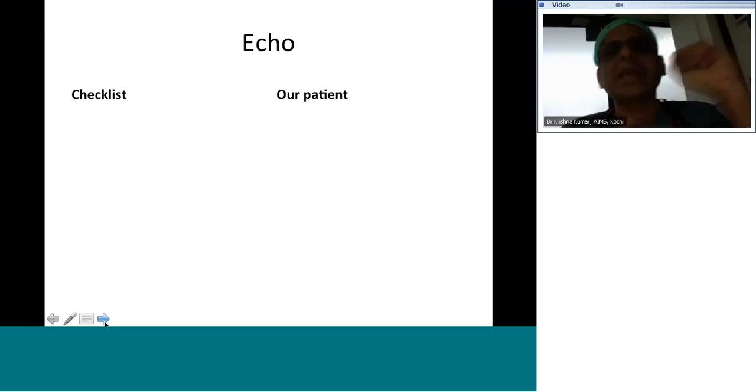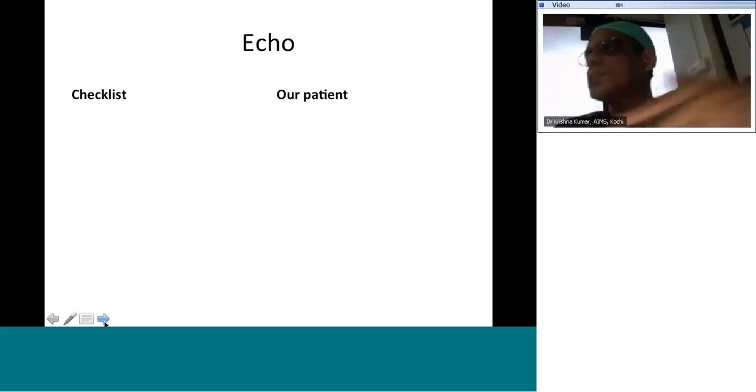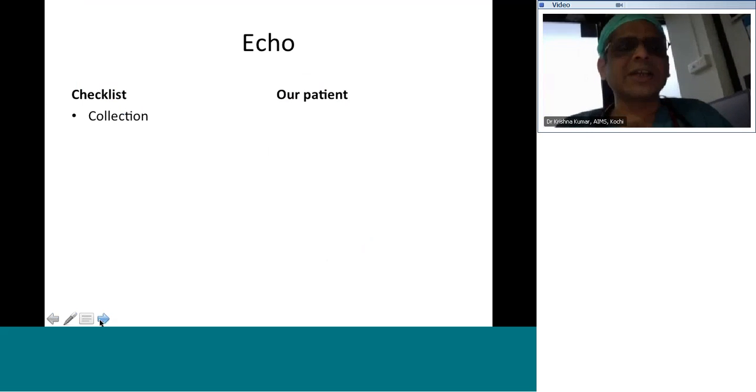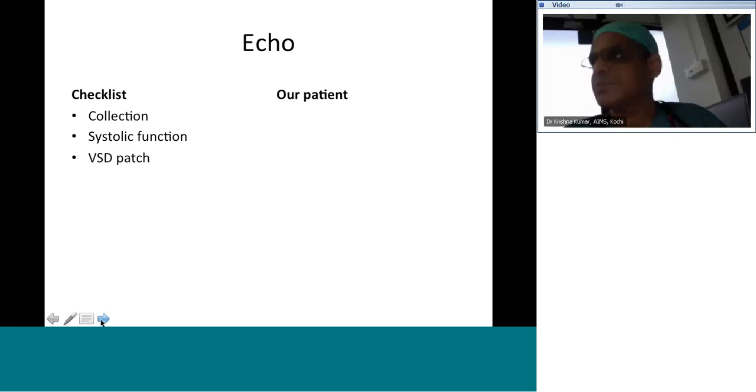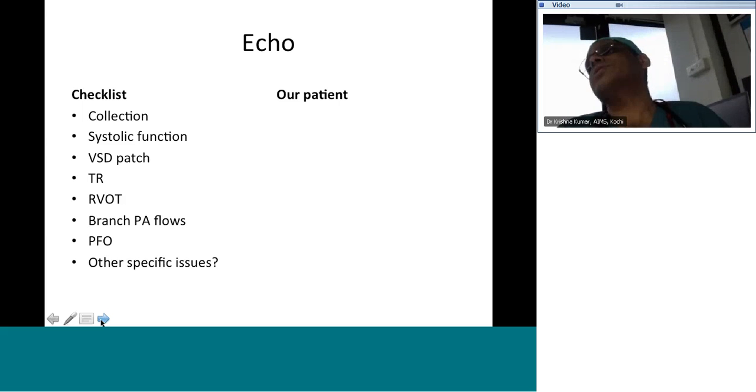Echo is the next step, and echo will address many aspects in the checklist. The first thing I told you about was rhythm, and that is with ECG and with AVAR ECG. And next is echo. So let's look at the checklist and look at what our patient had. Collection. So we did a systolic function, which is LV dysfunction, VSD patch, tricuspid regurg, right ventricular outflow tract, branch PA flows, PFO, and other specific issues. So we look at it.